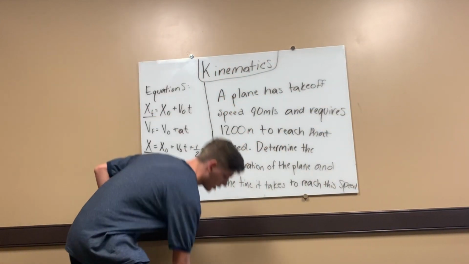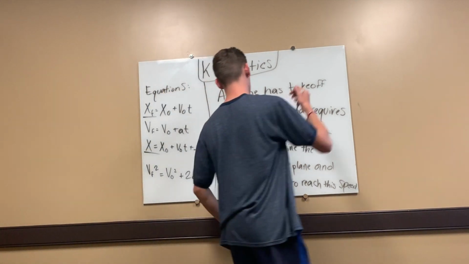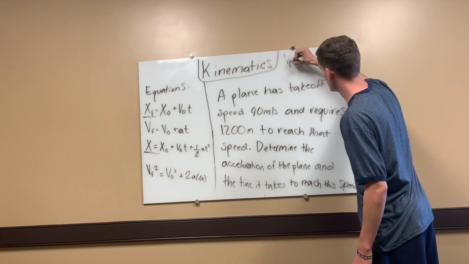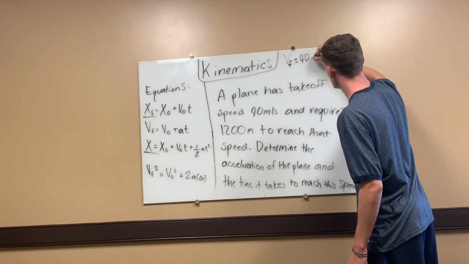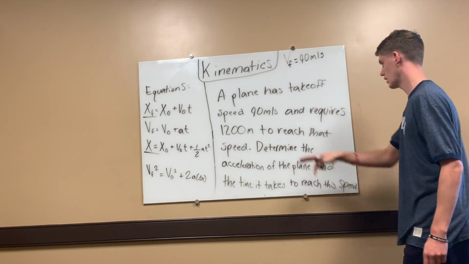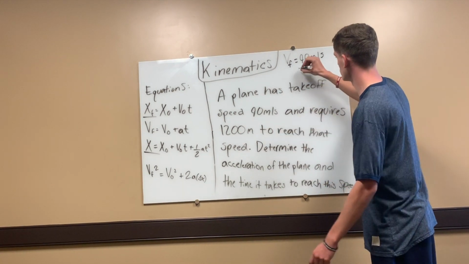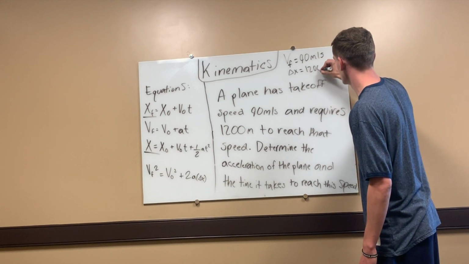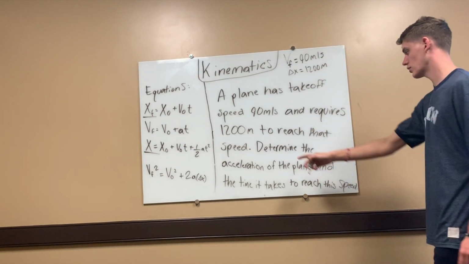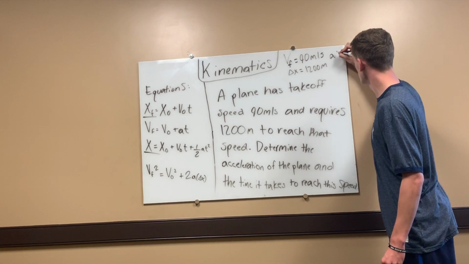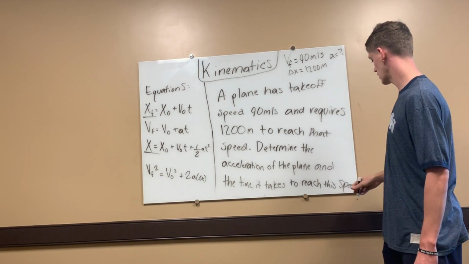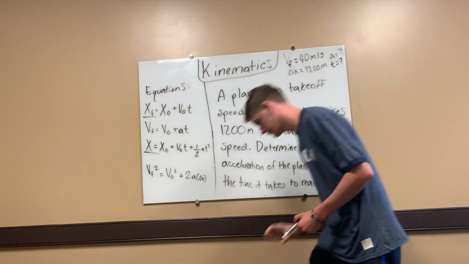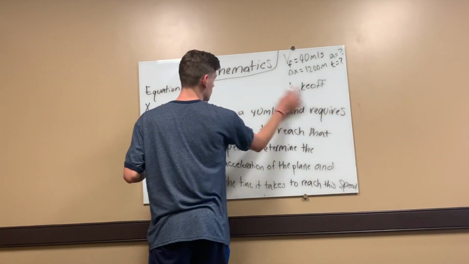So I'm going to go ahead and write our variables so we don't forget. So we have takeoff speed of 90 meters per second, and it requires 1,200 meters, so we can say our delta x is 1,200 meters. And we want to find a, and we want to find t. Alright.